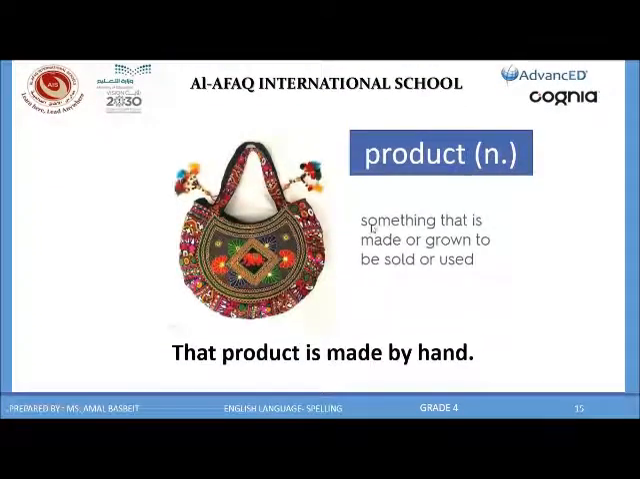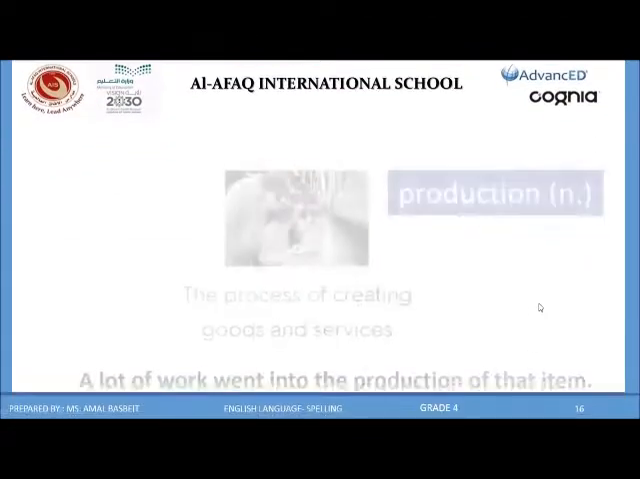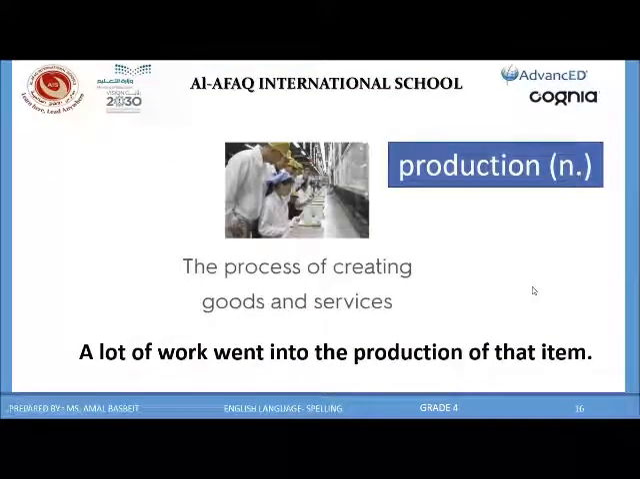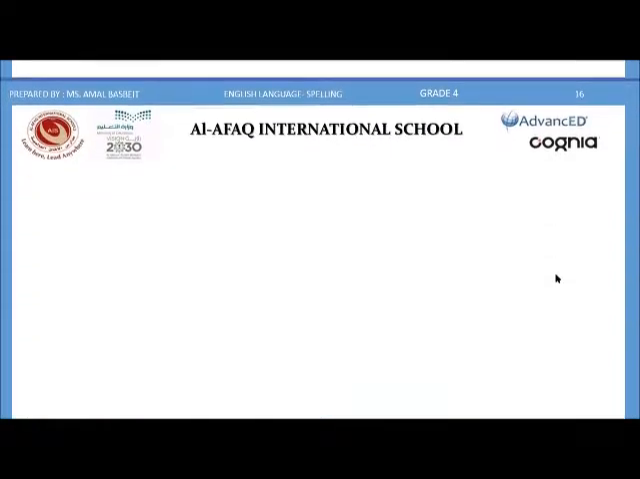Product is a noun. It means something that is made or grown to be sold or used. That product is made by hand. Next word, production. The process of creating goods and services. The product is the item itself. But production means the process of creating the product or goods and services. A lot of work went into the production of that item.